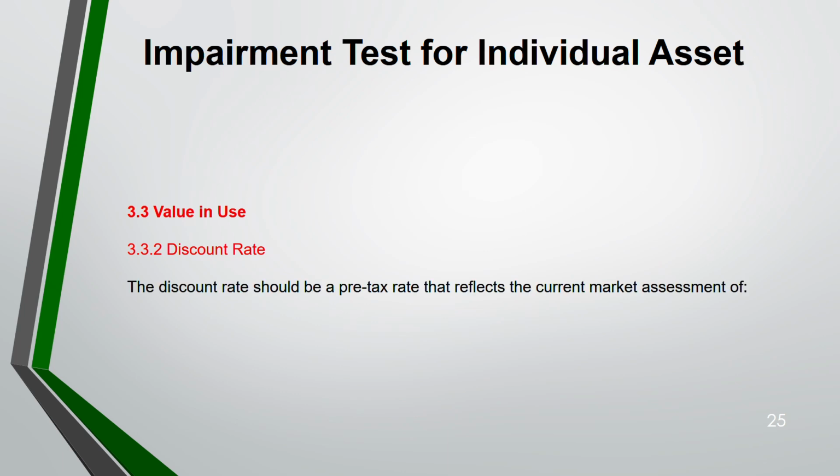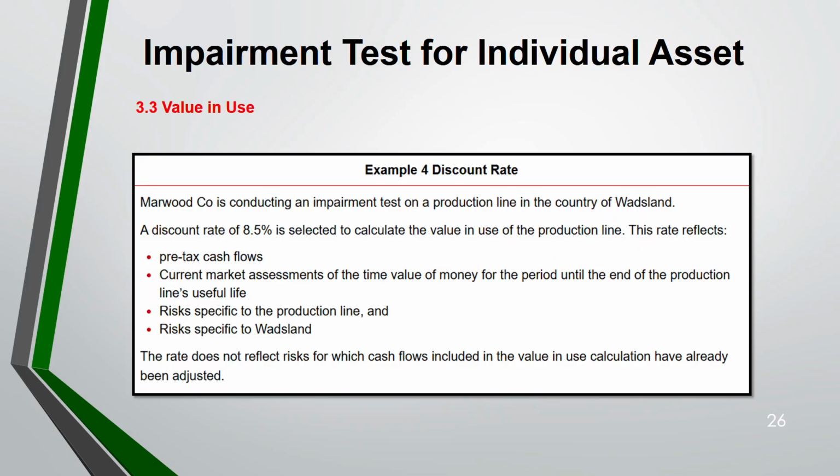Now, the discount rate that you have to use should be pre-tax. Remember, in your exam, you might be given both types of discount rate, post-tax and pre-tax. When you're finding the value in use, you have to take the pre-tax rate. It should reflect two things: the time value of money and the risk that is specific to the asset. Now, example 4.